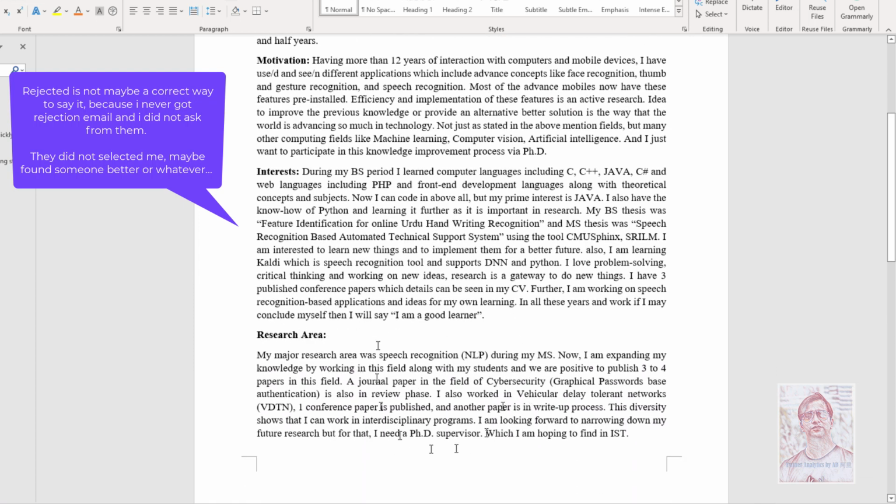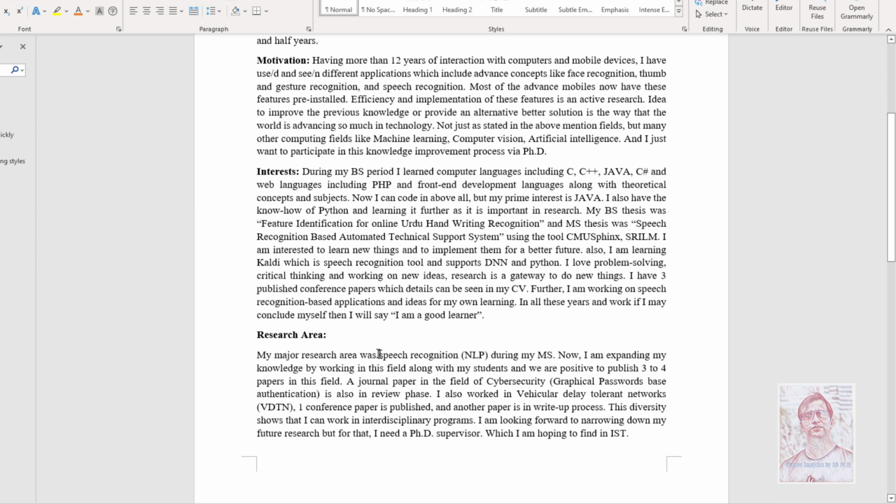If you read that research area, it makes no sense. First I am saying I'm applying for speech, I have done speech recognition, NLP. Then further I am saying that I also have a paper in cyber security. Then I am also mentioning the VDTN. So obviously that person is going to think that I am working in 3 different fields, so maybe I am not very focused on one field. So it's not really a good point.